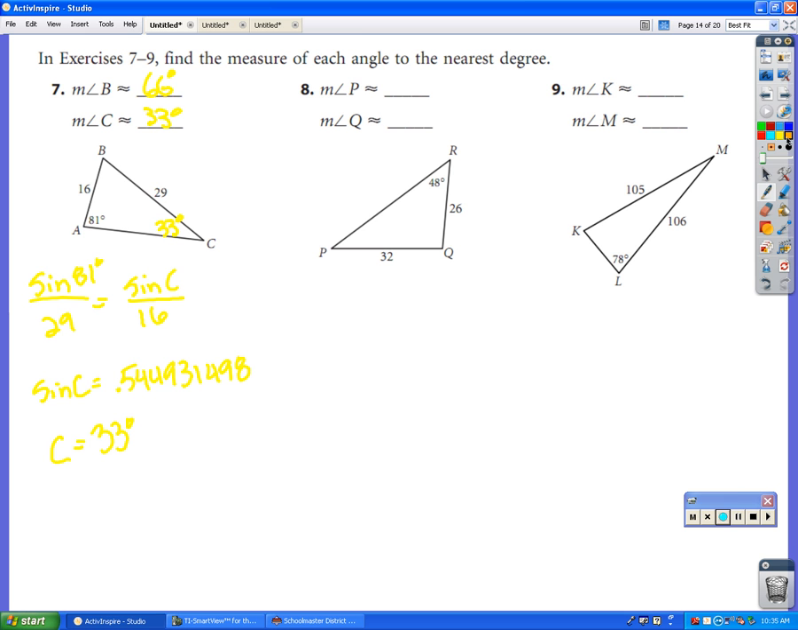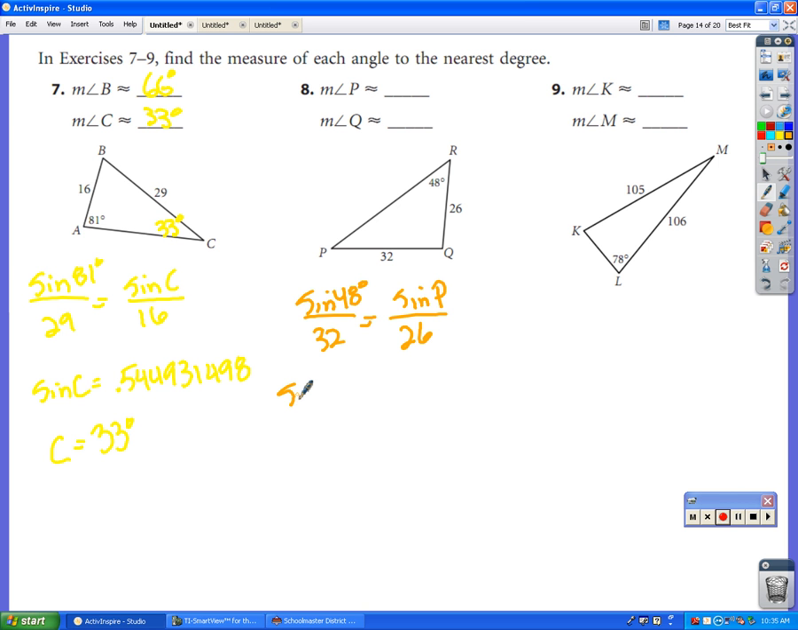So same thing on this next one. I'm going to use 48 degrees and 32 because those are across from each other. And then I'm going to start out by finding angle P because I know the side across from it. So sine of P divided by 26. So I cross multiply. So 26 sine of 48 divided by 32.